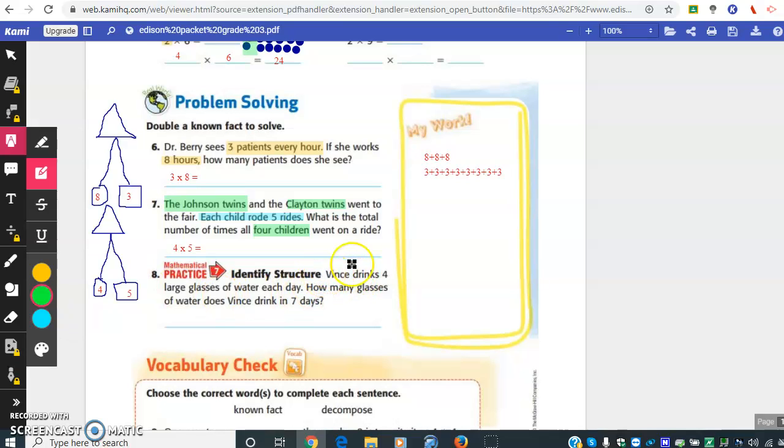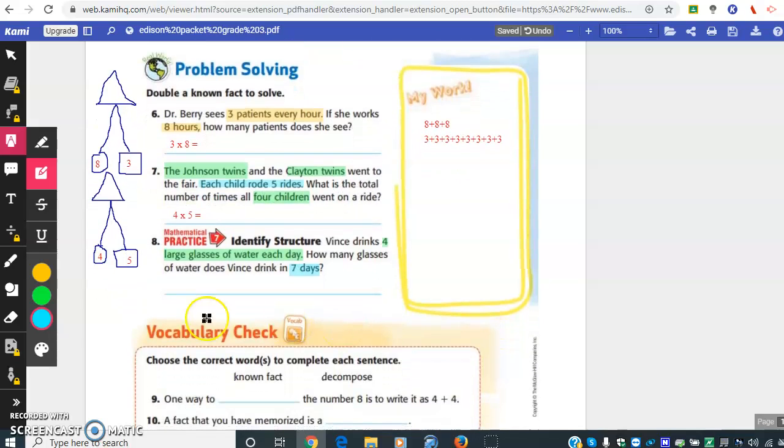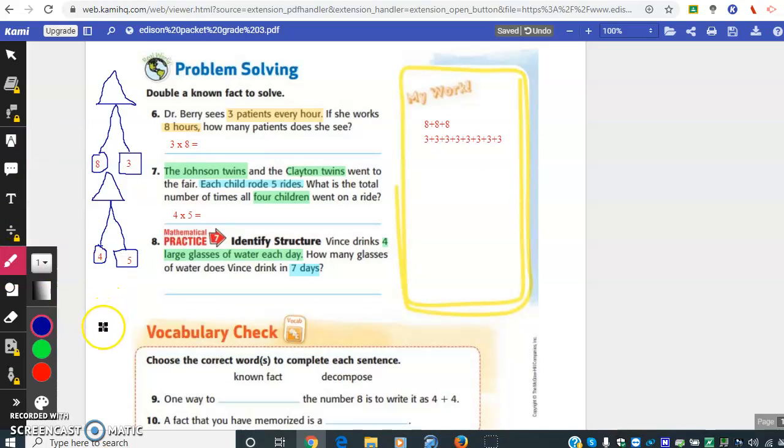We know that Vince drinks 4 large glasses of water each day. And we know that he is going to be drinking those water glasses for the length of 7 days. So, because I see that each, I know that I am yet again doing a multiplication math mountain. So we're going to go ahead and set that one up as well.